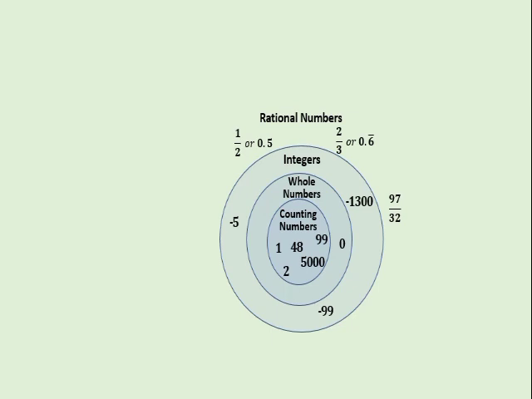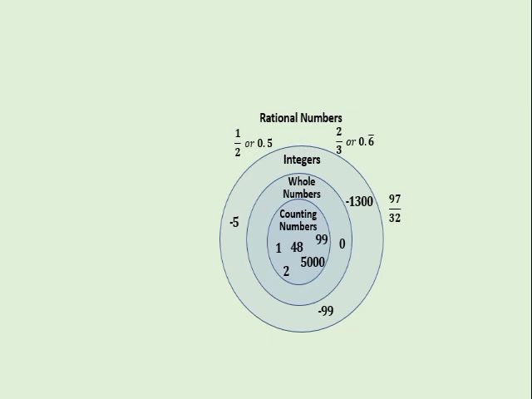together with all integers, because all integers have fractional equivalents. For example, negative 5 in fraction is negative 5 over 1, 2 in fraction is 2 over 1, 0 is 0 over 1, negative 1300 is negative 1300 over 1.